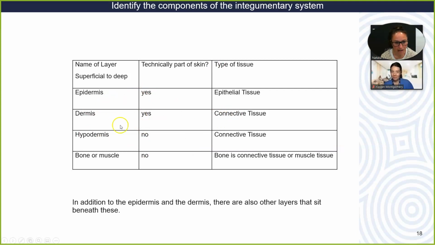You have one layer sitting on top of another layer, which is sitting on top of another layer, and each layer is a little bit different. So this one is epithelial tissue, this one is connective, and then you've got bone or muscle.